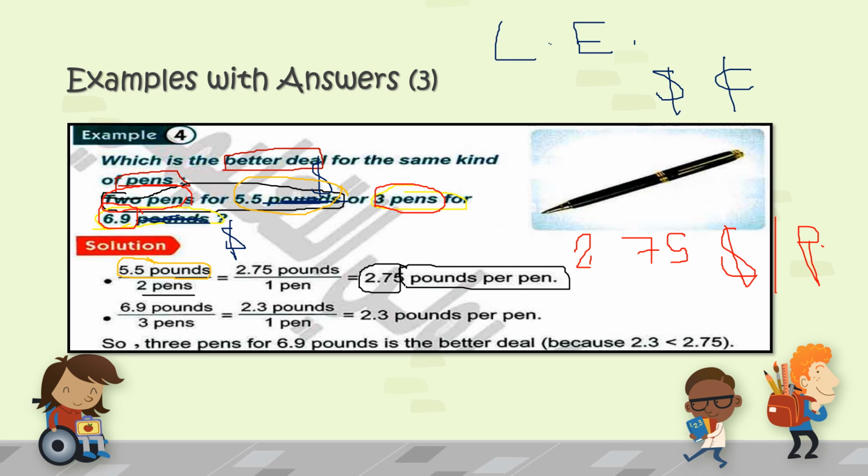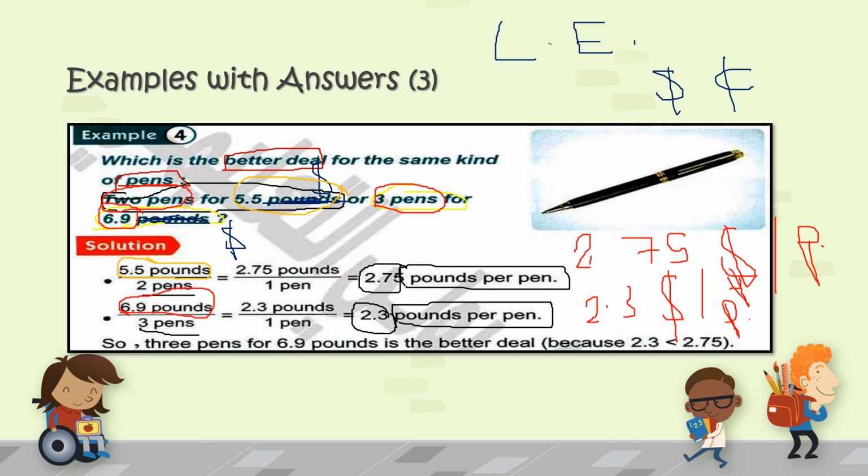For the second one, the biggest number is 6.9 and the smallest number is the 3 pens. So we're going to take 6.9 dollars over 3 pens. So it's going to be 2.3 at the end, dollars per pen. So the second one is going to be 2.3 dollars per pen.